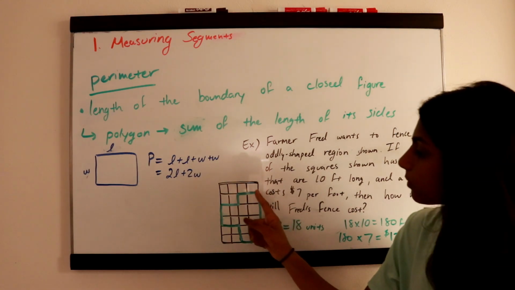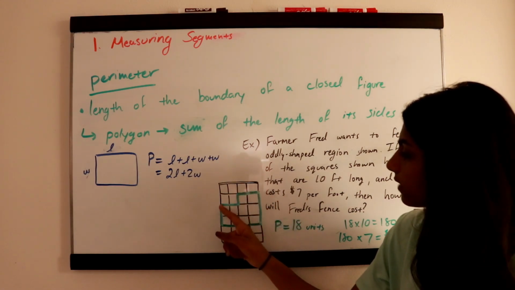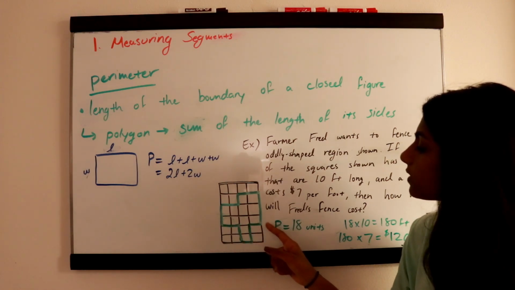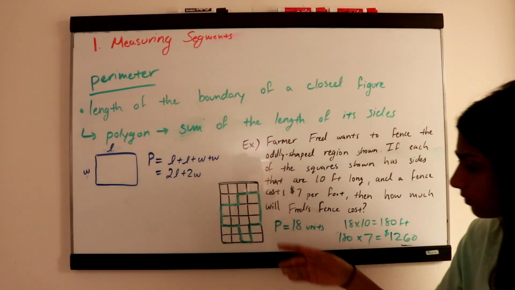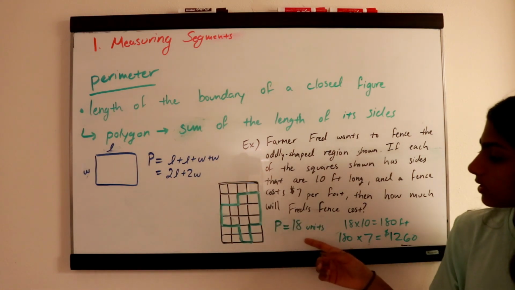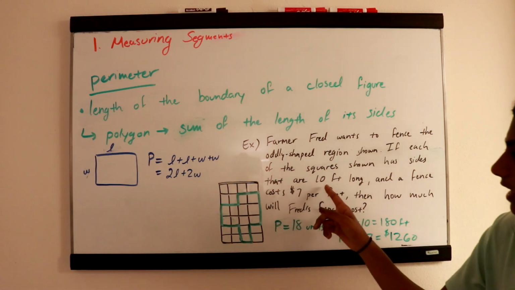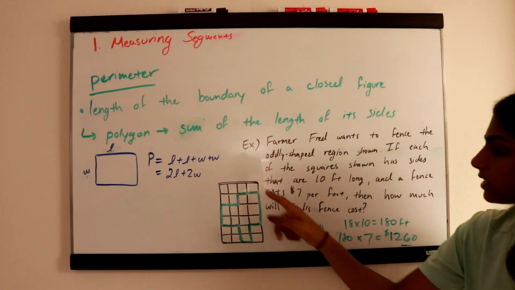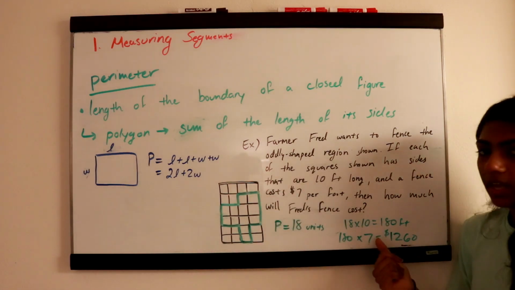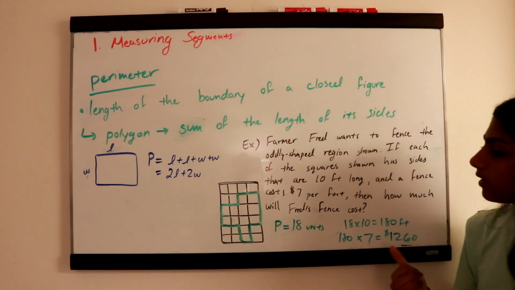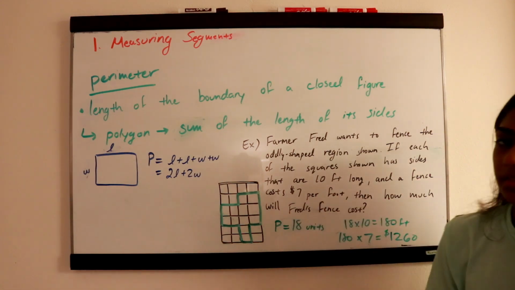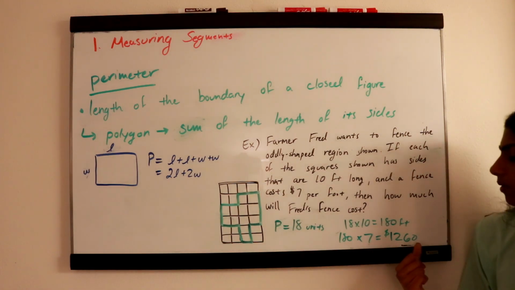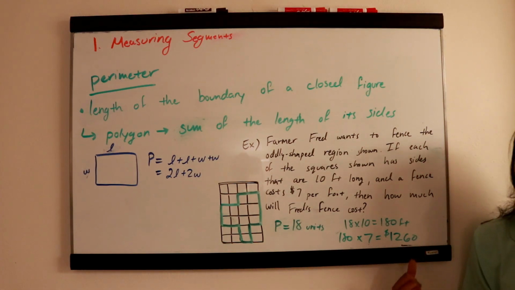So if I count, 1, 2, 3, 4, 5, 6, 7, 8, 9, 10, 11, 12, 13, 14, 15, 16, 17, 18. So the perimeter is 18 units. Now we need to factor in the 10 feet per square side. Since each side of the square is 10 feet, we can just do 18 times 10, which gives us 180 feet. Now we have to see the cost. Since it's $7 per foot, we do 180 times 7 to get $1,260.